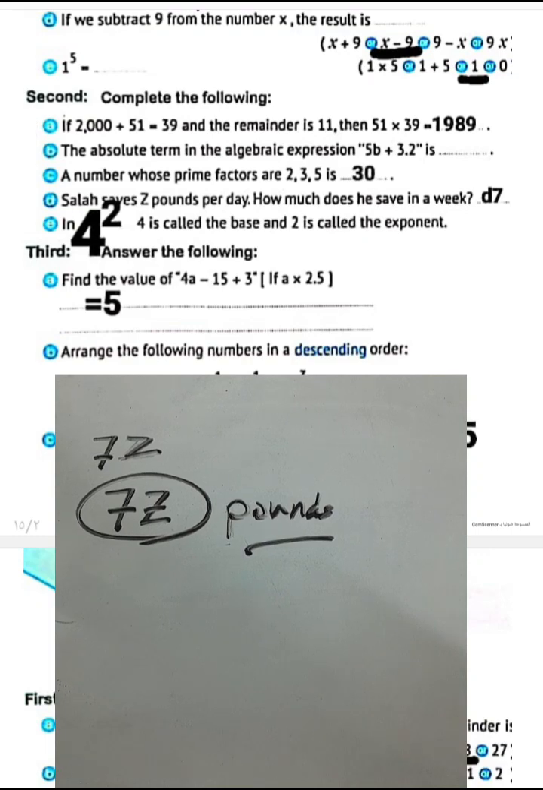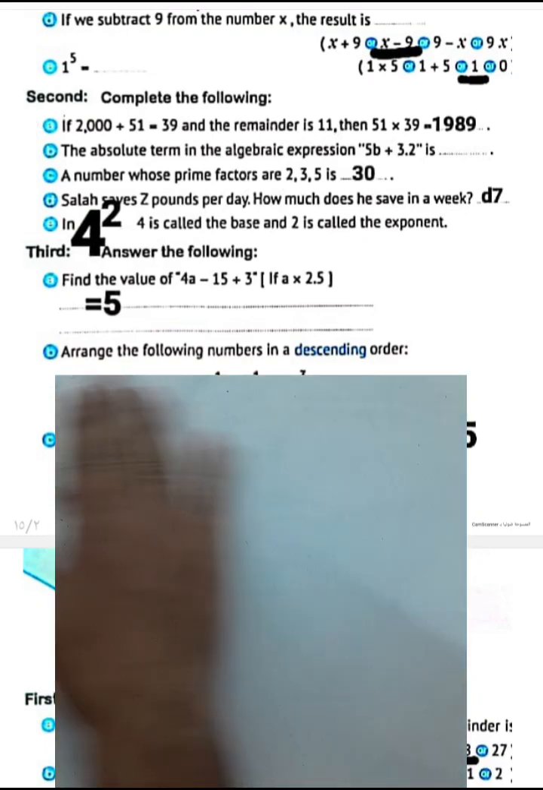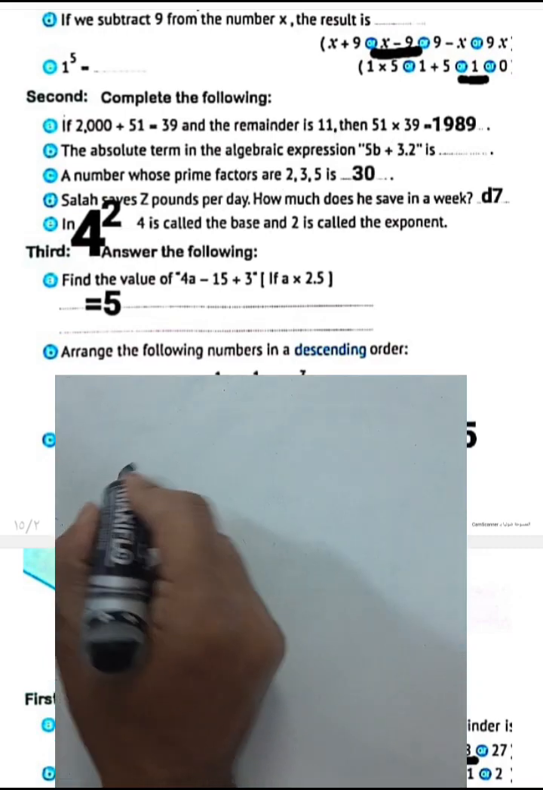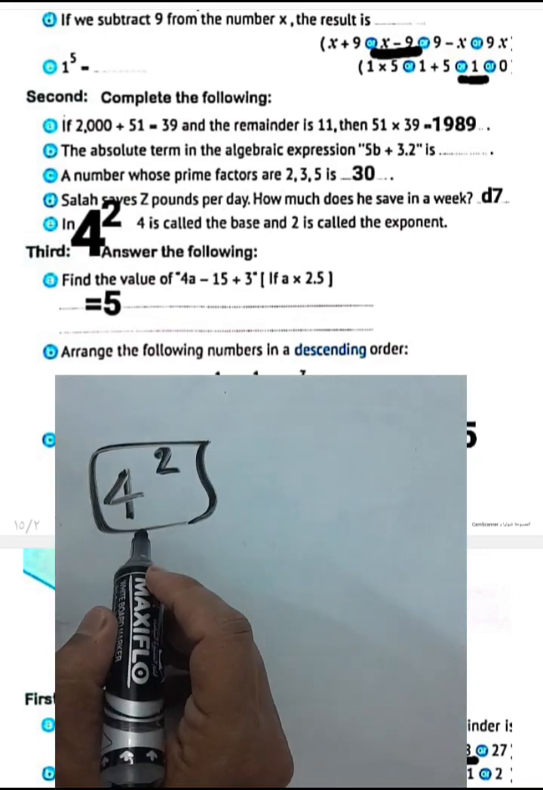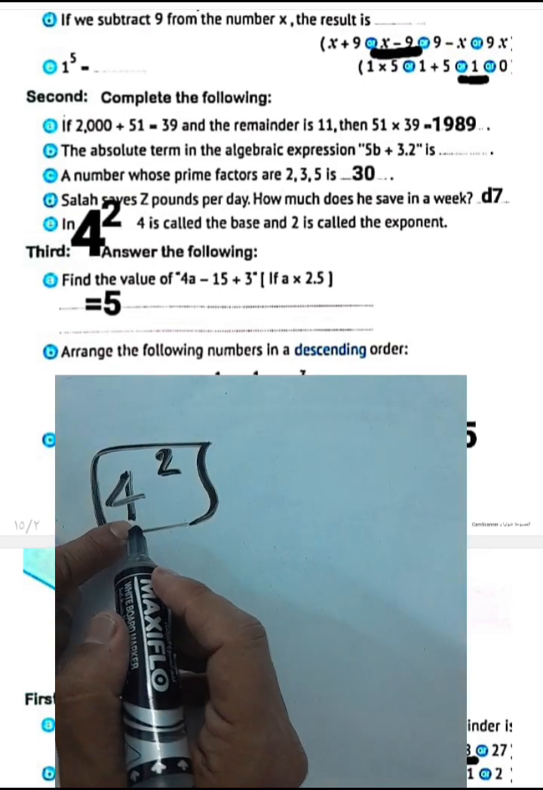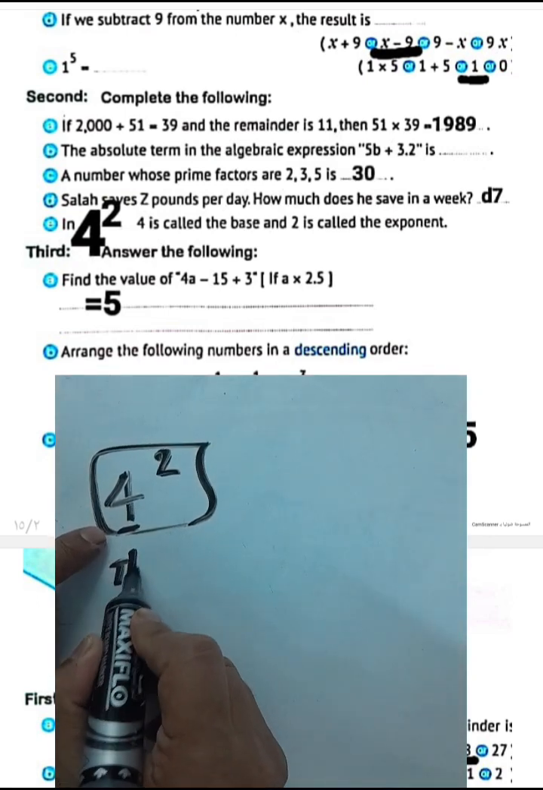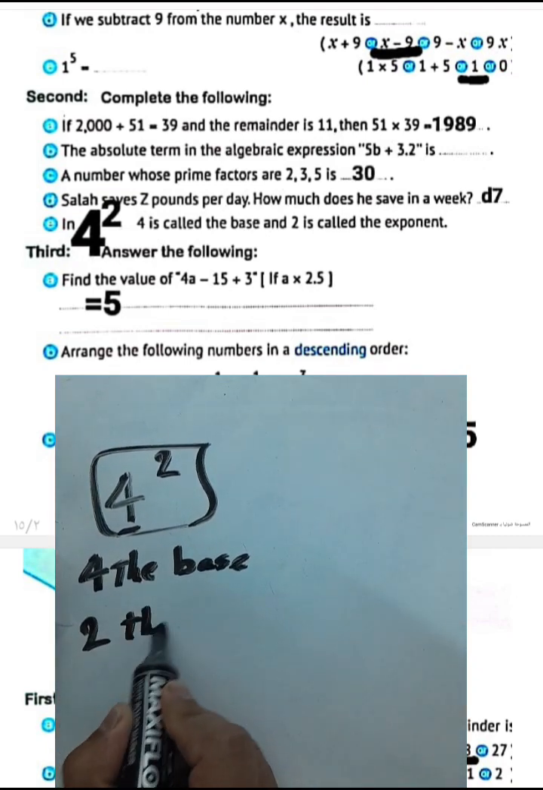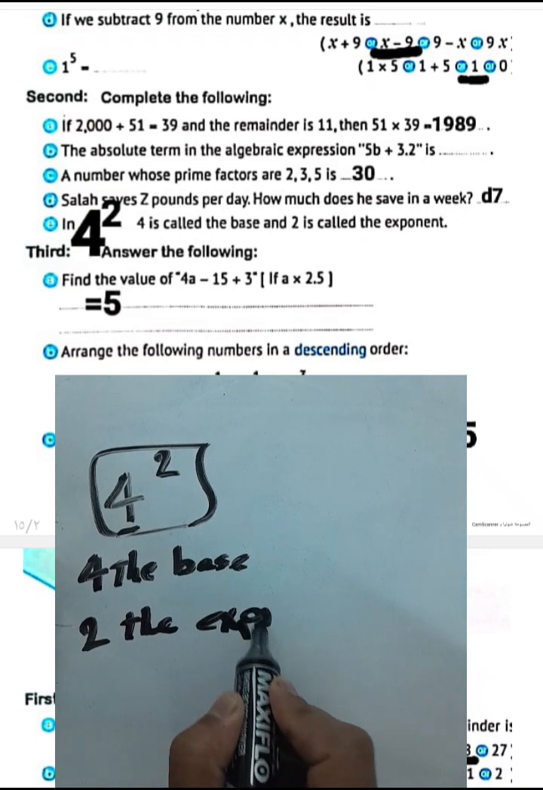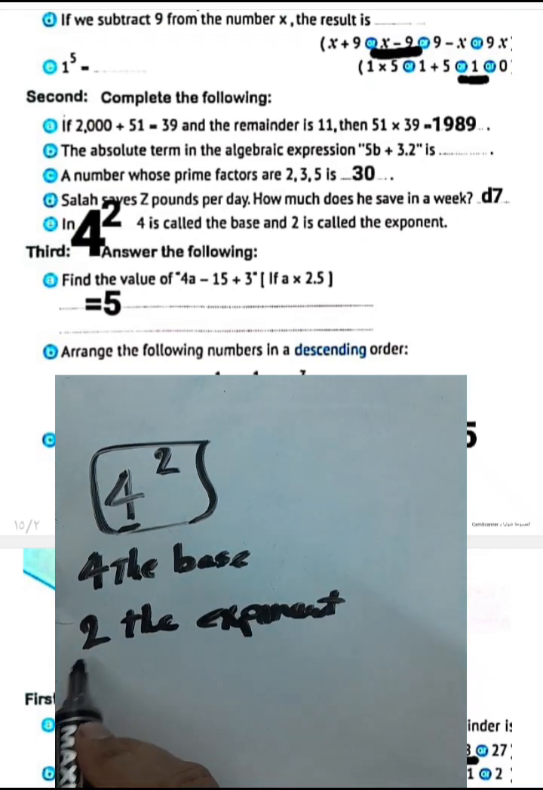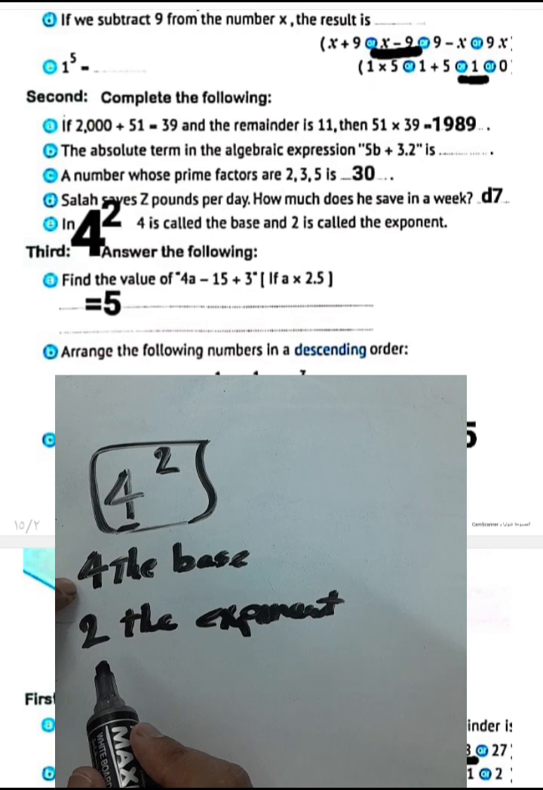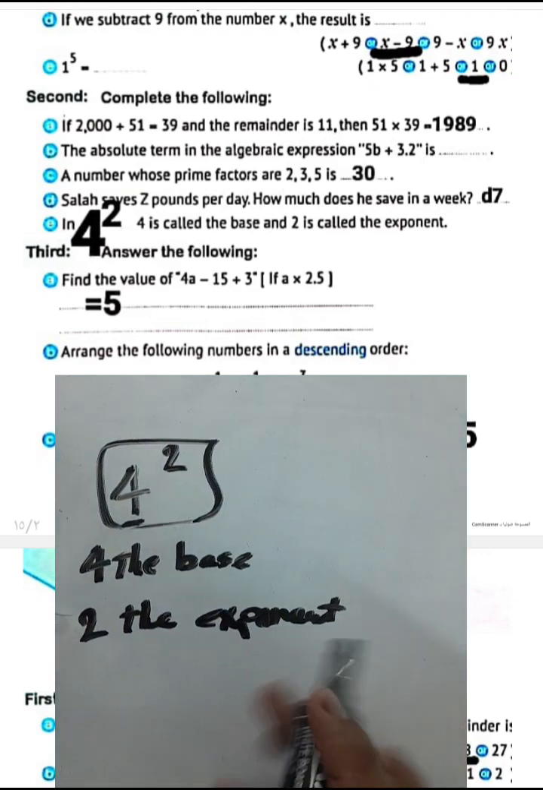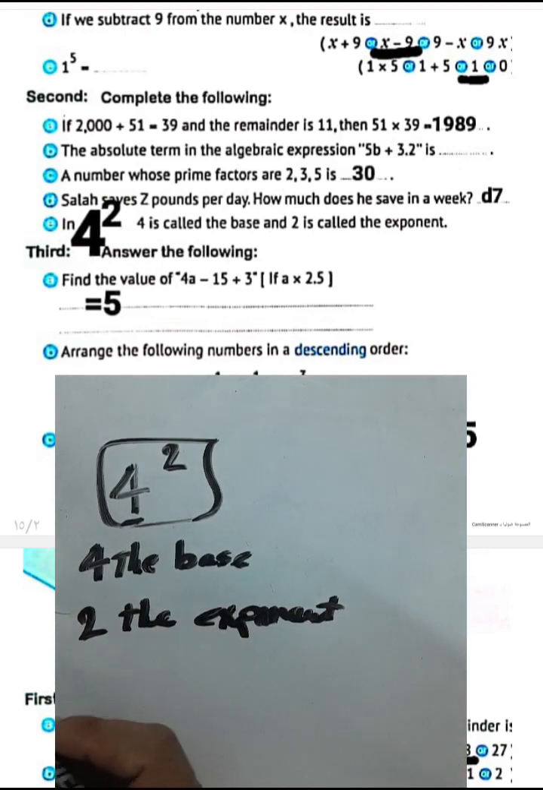In space, 4 is called the base and 2 is called the exponent. We can write 4 power 2. 4 we call the base. And 2 we call the exponent. 4 power 2 means 4 multiplied by 4, which is equal to 16.